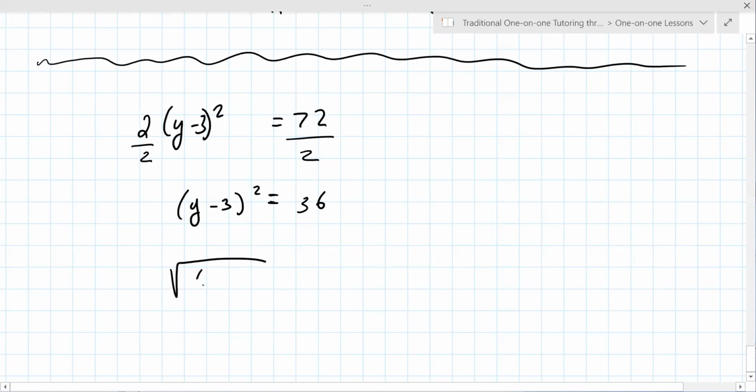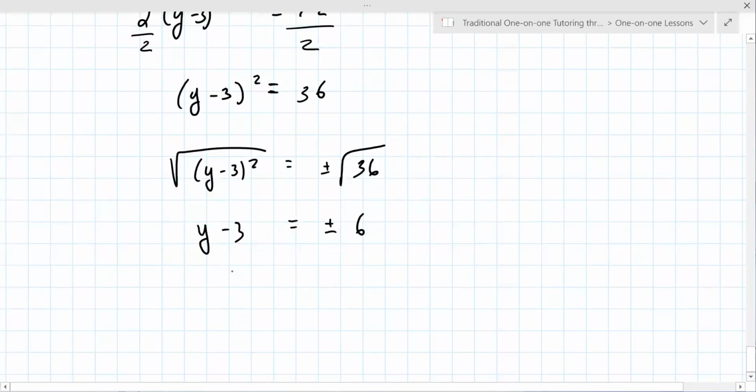Okay, we're gonna take the square root of both sides. So it's y minus 3 equals plus or minus 6. Did you get that far? Yes. Okay, so add 3 to both sides, but again, you put it right in front here. So it's y equals 3 plus or minus 6. I have one question.